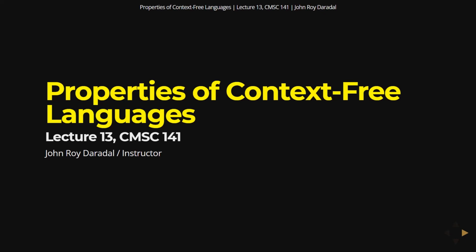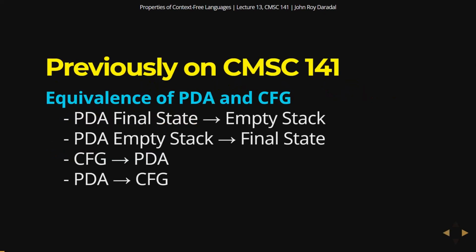Hello everyone, this is lecture 13 of ComSci 141, Properties of Context-Free Languages. In the previous video, we discussed equivalence of PDA and CFG. We showed how to convert from PDA by final state to PDA by empty stack and vice versa. We also showed how to convert a given CFG to its equivalent PDA and how to convert a given PDA to its equivalent CFG such that they accept the same language.